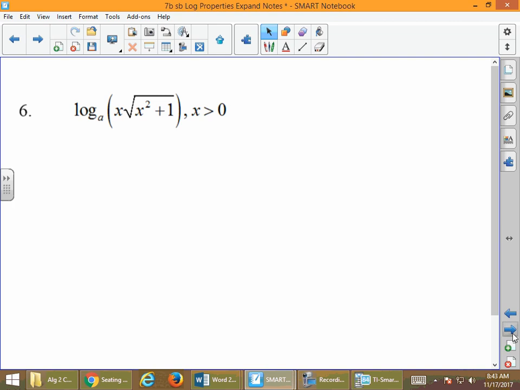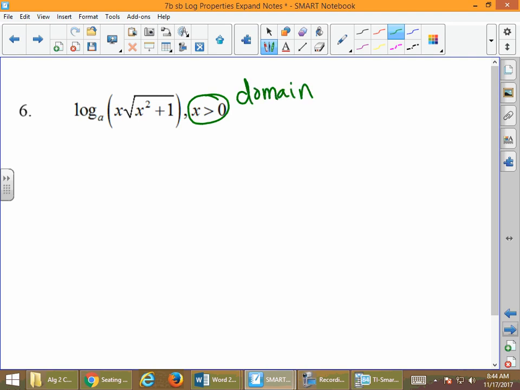And then we get to number 6. And we've got some funny stuff in here. And the first thing that's funny stuff, so to speak, is, what is this? And that is simply the domain of this logarithm. And remember, when we're dealing with the domain of a logarithm, that whole part has to be greater than 0.